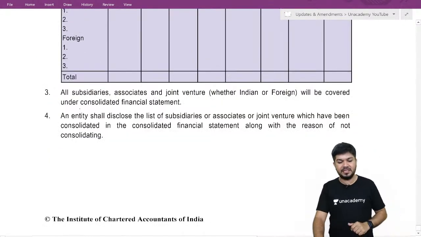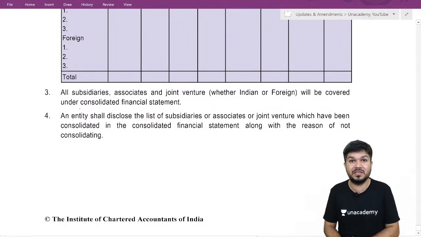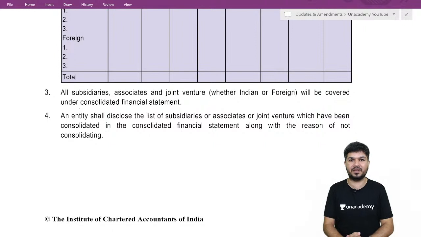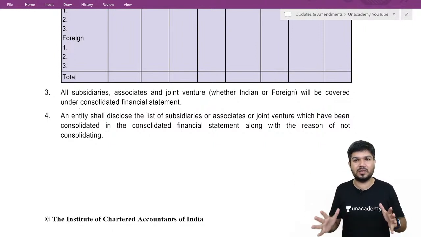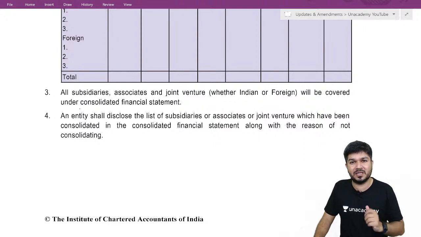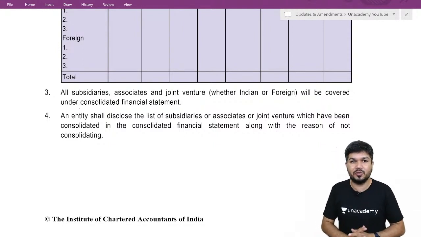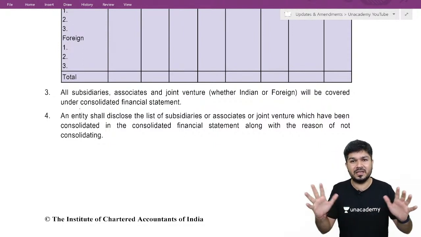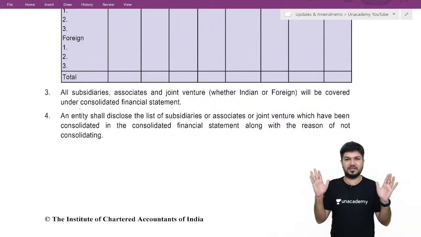Now, if any subsidiary, associate or JV is not consolidated, because some exemptions are available under your Ind AS, the list of subsidiaries, associates and JVs which are not consolidated, you are required to write in the notes to accounts. You need to disclose the list along with the reasons why they are not consolidated.